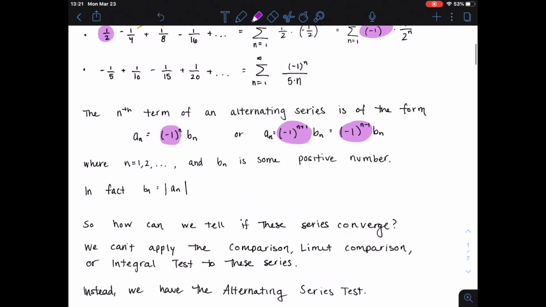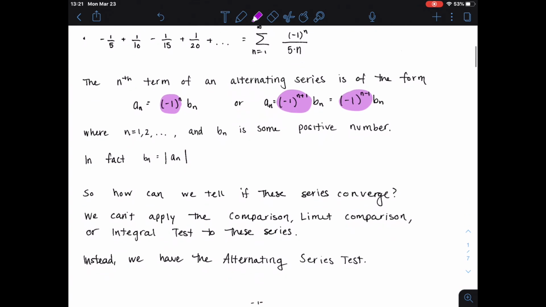We can't apply the comparison test, the limit comparison test, or the integral test because they need positive terms, but we have negative ones. So in this case, we've got something called the alternating series test. You can see all of these tests we've learned tell you exactly what they're going to work for. Comparison test, you make a comparison. The integral test, you take an integral. The alternating series test works for alternating series.